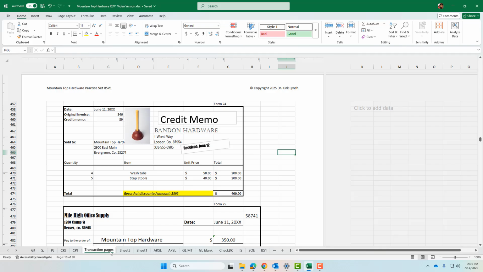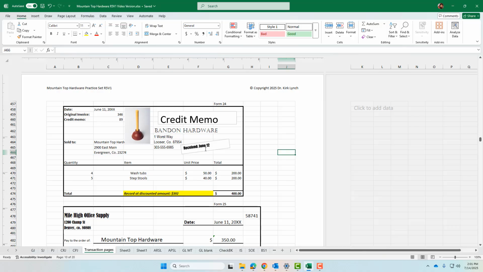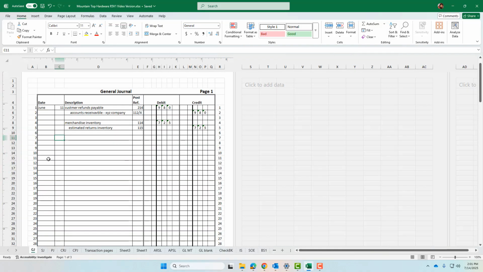So credit memos go in our general journal. So in our general journal, we would skip a line after the transaction that we just completed, and if we look at this transaction page, this was received June 12th, so our transaction date will be the 12th of June. We are going to debit accounts payable, and we need to indicate that this is Bandon Hardware.